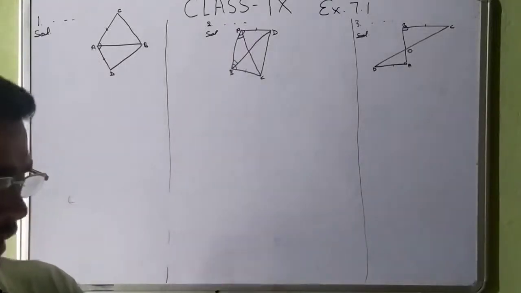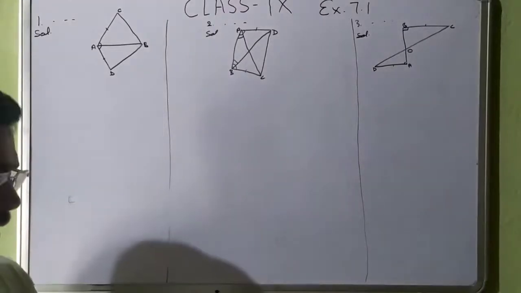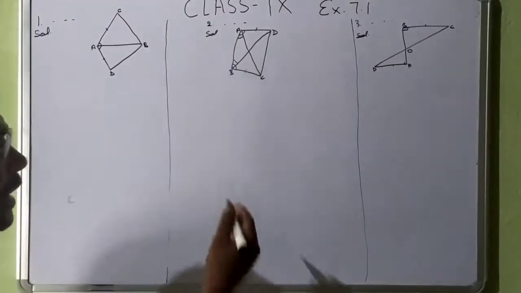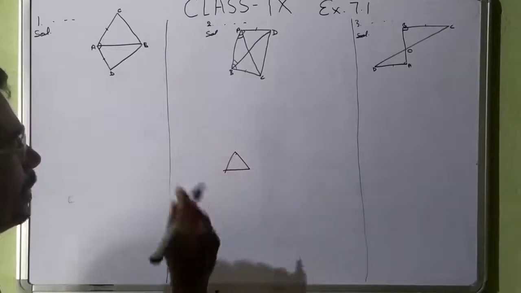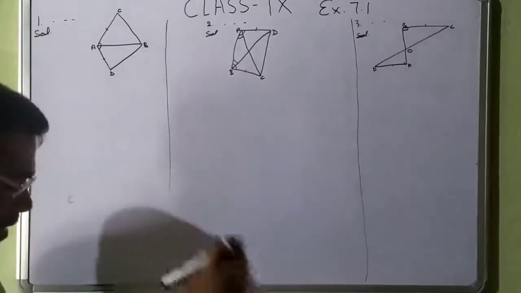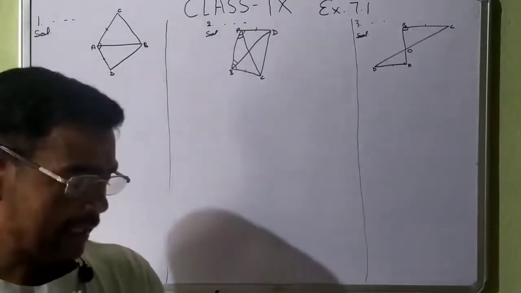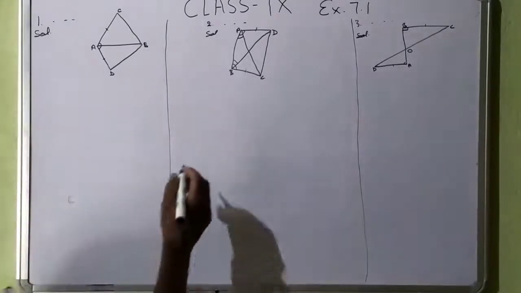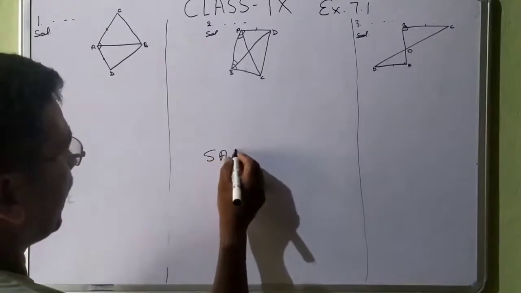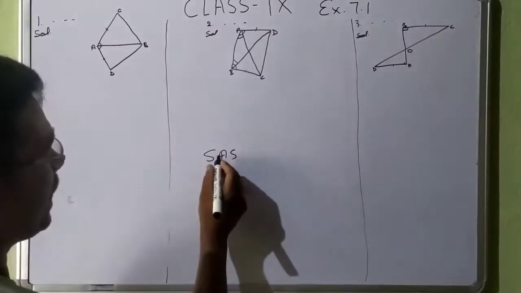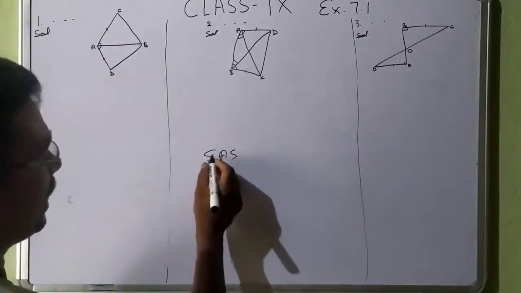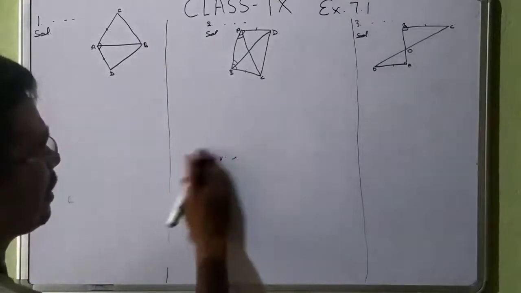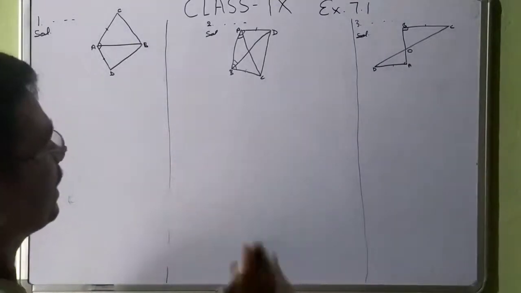Today we are taking chapter number 7, triangle. Triangle, you know that triangle? That is a triangle, right? Exercise 7.1. In exercise 7.1, we will apply the SAS rule. S means side, angle, side. We will apply this rule only for this exercise.